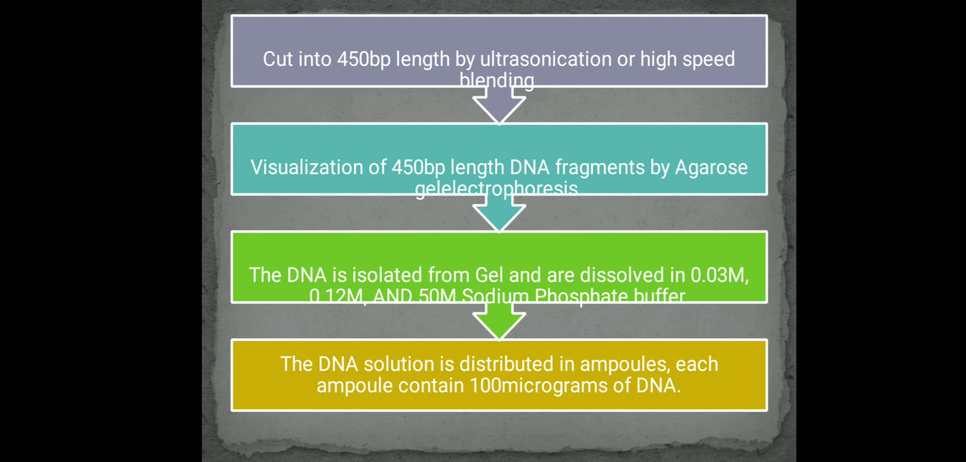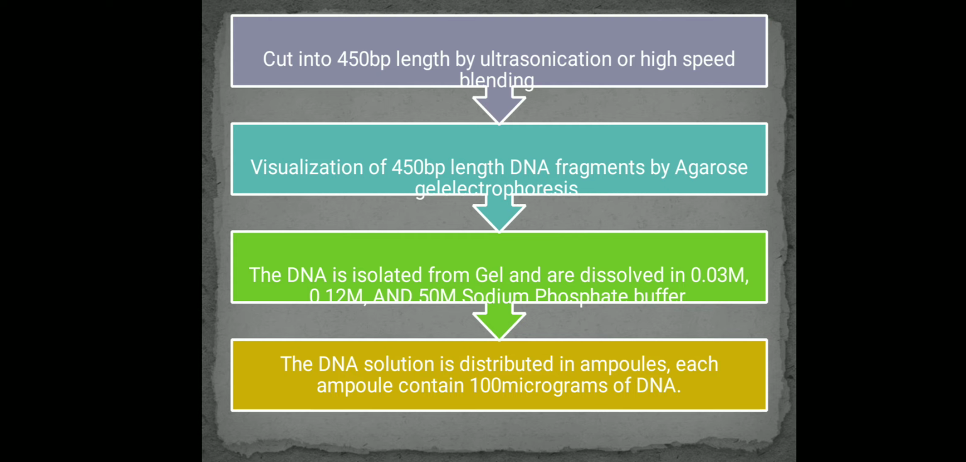After you cut the DNA into 450 base pair length, you have to visualize it. How do we visualize the DNA? By running it on agarose gel electrophoresis. You run it on agarose gel electrophoresis and you see the length of the DNA, whether it is 450 base pair length or not. That we have to confirm. So we will run it on the agarose gel electrophoresis and visualize it to make sure that it is 450 base pair length DNA.